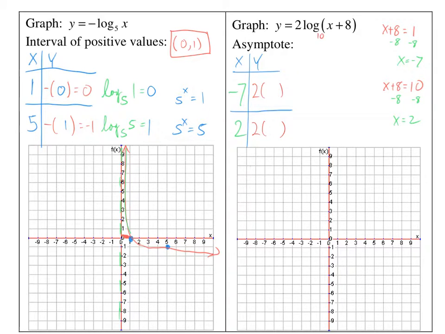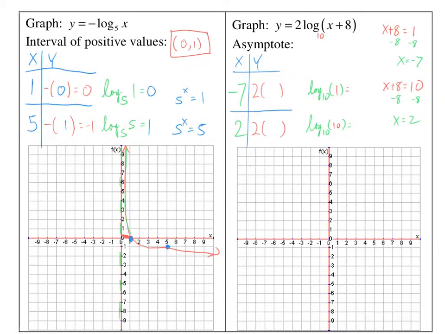Now what are we getting in the log? This is going to be log base 10. And what do we have in the parenthesis? Well, we put -7. What's -7 plus 8? That is 1, which was what we're looking for. And for the other one, I have log base 10. And what's going to go inside? Well, remember, 2 plus 8 is 10. Okay, so I have 10.